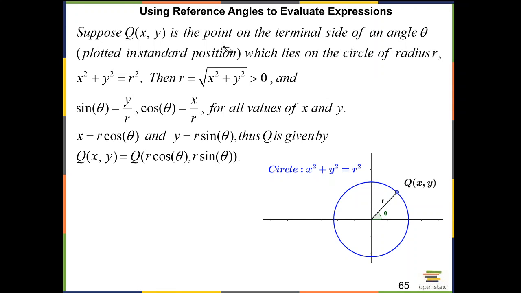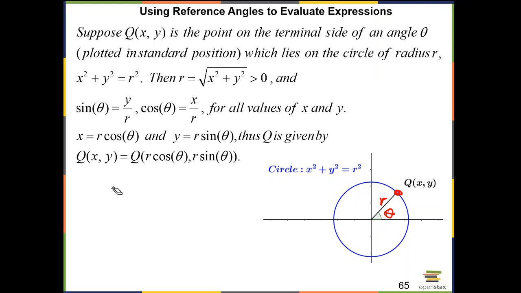Okay? Now suppose we have a point on the circle that is not a unit circle. So let's say we have a point here, right? And the radius is not 1, but is r, right? And we have an angle here, theta. Or t, you can call it t or theta, doesn't matter.